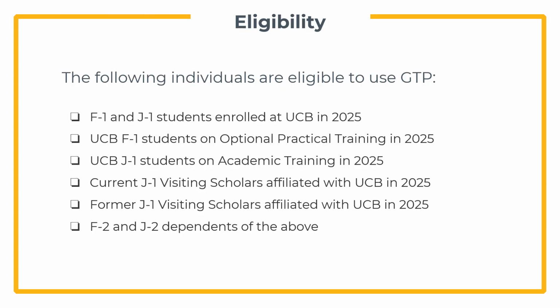The following individuals are eligible to use GTP. Please note that the year is important. F1 and J1 students enrolled at UC Berkeley, UC Berkeley F1 students on OPT, UC Berkeley J1 students on academic training, current J1 visiting scholars affiliated with UC Berkeley, and former visiting scholars affiliated with UC Berkeley, and also F2 and J2 dependents of any of the above.